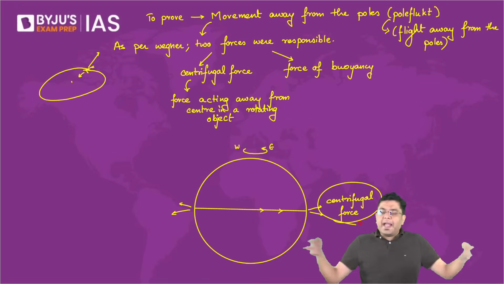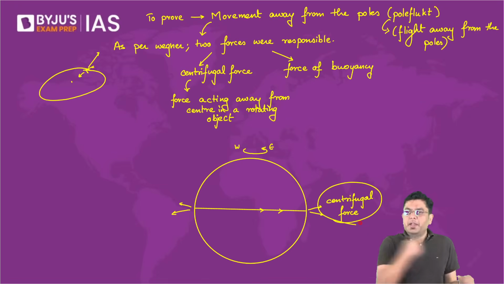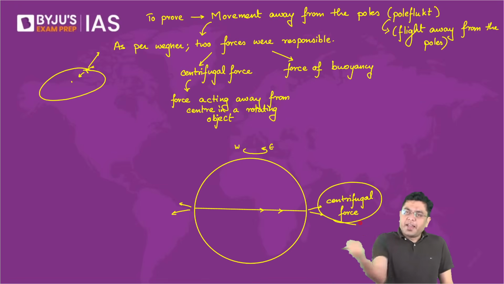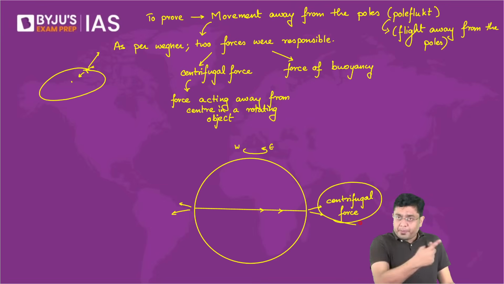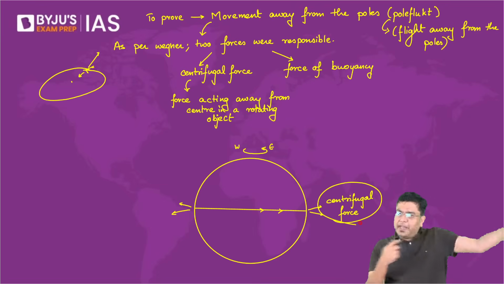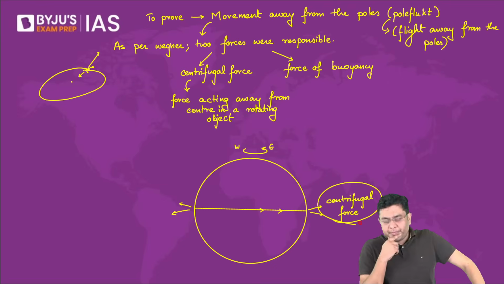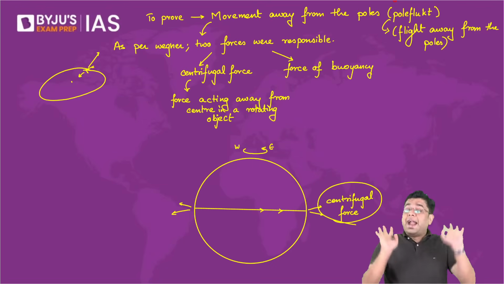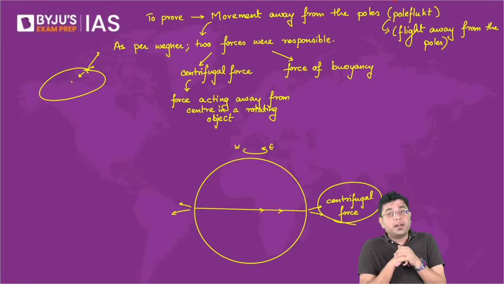The centrifugal force acts outwards because the equator is also rotating with a great speed, around 1600 kilometers per hour. With that speed, objects will experience a force outwards. Now, you also have the force of buoyancy. What is that force of buoyancy? It was pushing the land masses upwards as per Wagner. Why? Because the continents are floating freely.